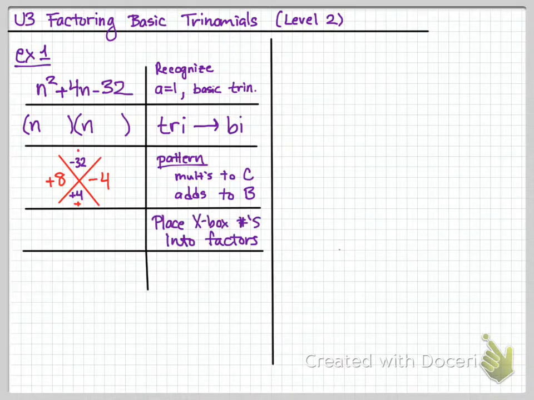All right, so now we take those two numbers from the X box and place them into our factors. So n plus 8 is one factor, and n minus 4 is the other factor. All right, that's how we do our basic factoring.